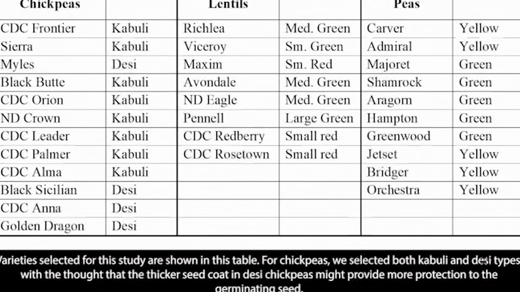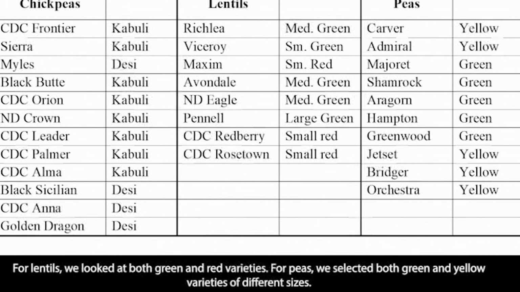For chickpeas, we selected both Kabuli and Desi types, with the thought that a thicker seed coat in Desi chickpeas might provide more protection to the germinating seed. For lentils, we looked at both green and red varieties. For peas, we selected both green and yellow varieties of different sizes.